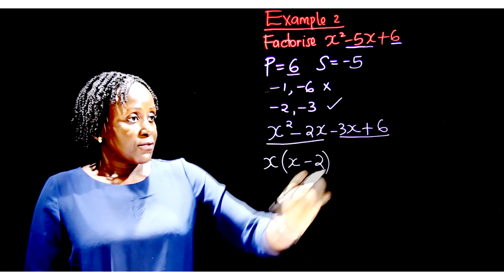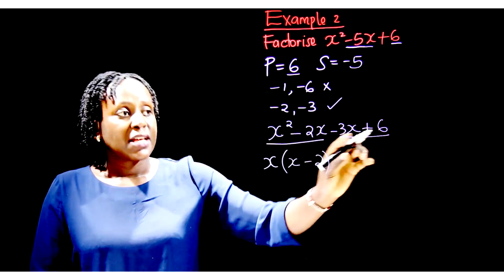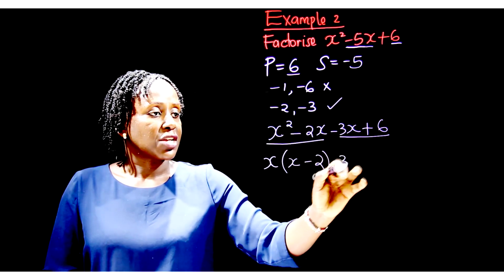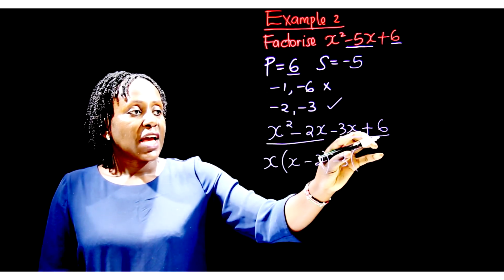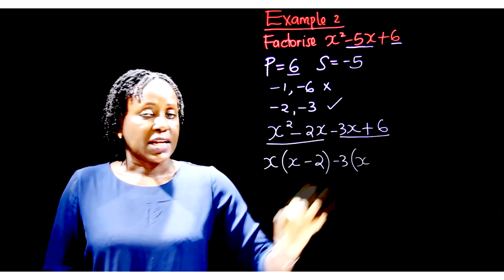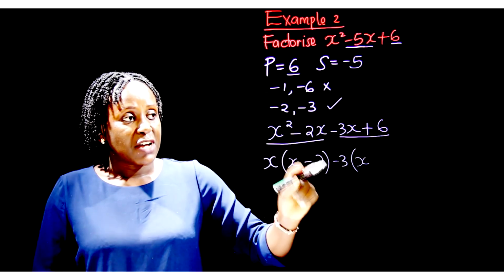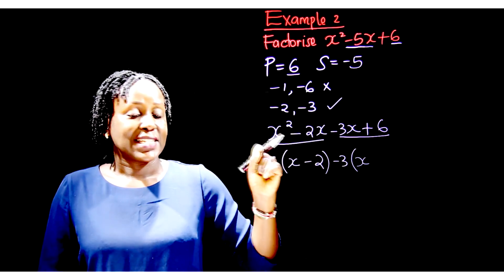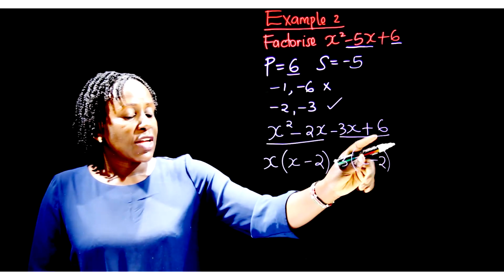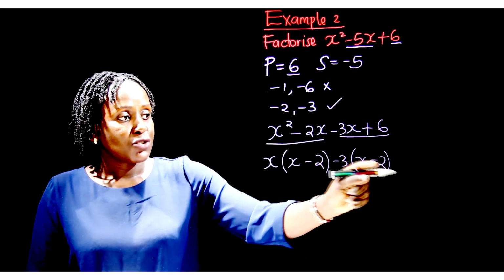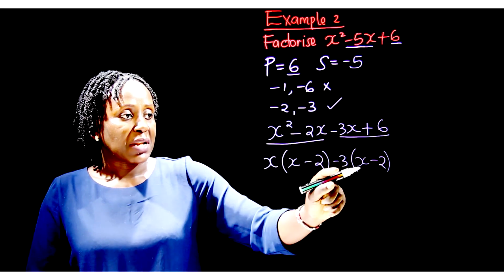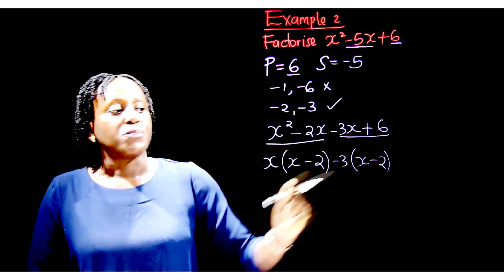Then looking at -3x and 6, -3 is common, alright? So -3x divided by -3, you get x. Then 6 divided by -3, you get -2. So please be careful here so that you don't just do 6 divided by 3 to give you 2. Do not forget the negative, because 6 divided by -3 is -2.